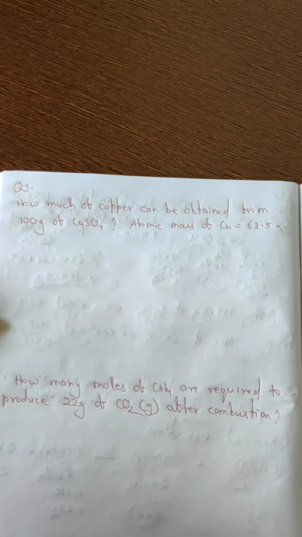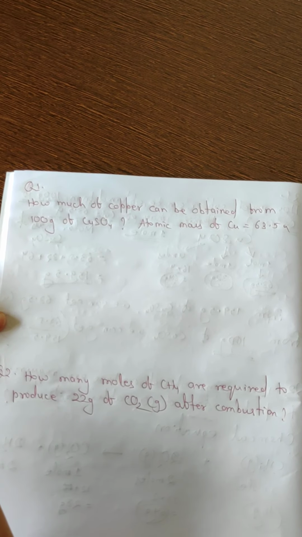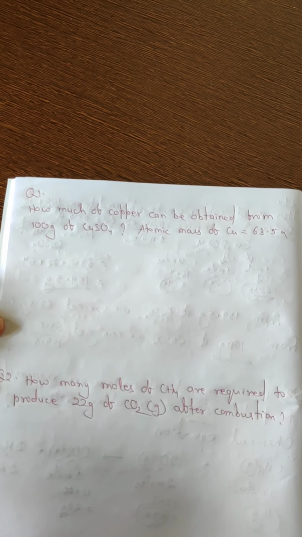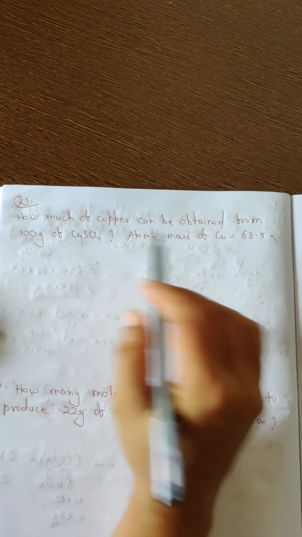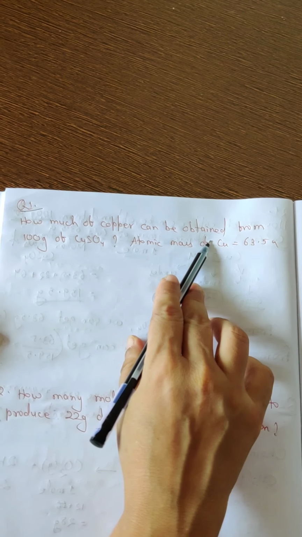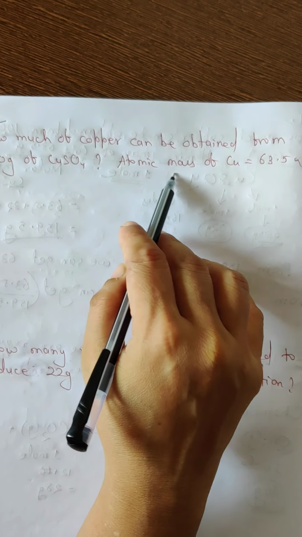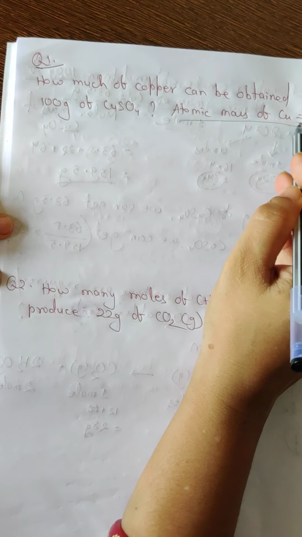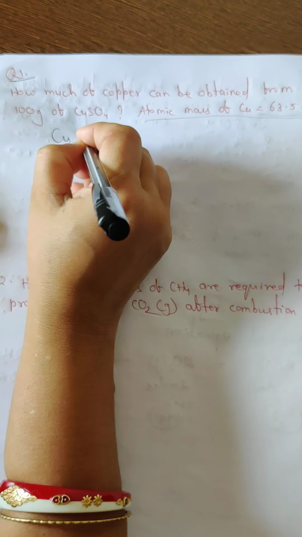So students, already you know what is stoichiometry and how to do the stoichiometric calculations. Now let us solve two questions related to this. Question number 1: how much copper can be obtained from 100 gram of copper sulfate, when the atomic mass of copper is given as 63.5 u? Now let us see copper sulfate.